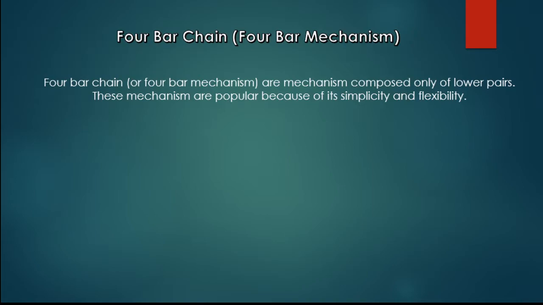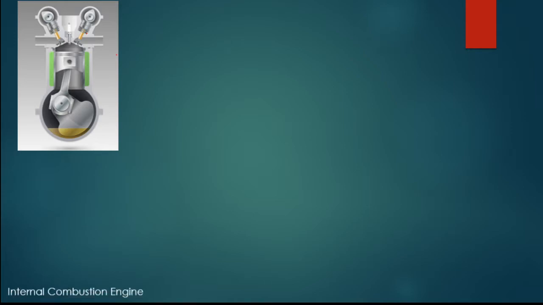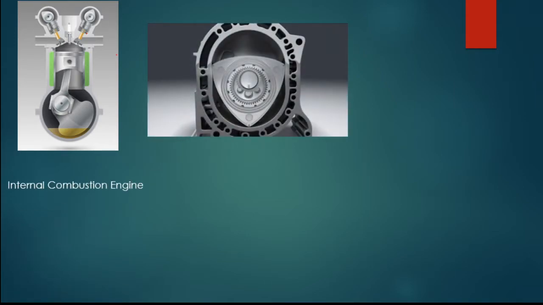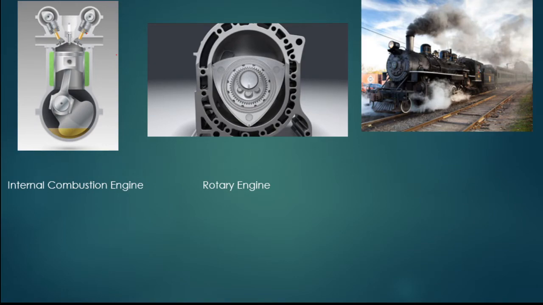those machines have a motion of rotation or continuous rotation, such as the internal combustion engine, the rotary engine, and then the steam engine used in early aircraft, quick return mechanism or crank shaper mechanism. So, like for example, this internal combustion engine.